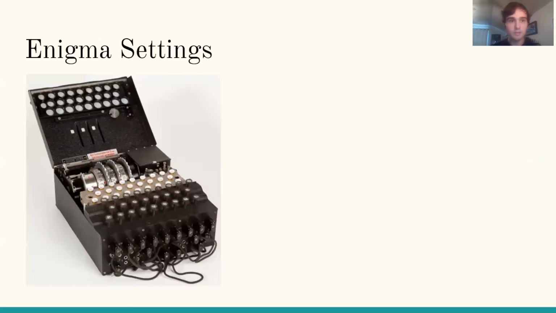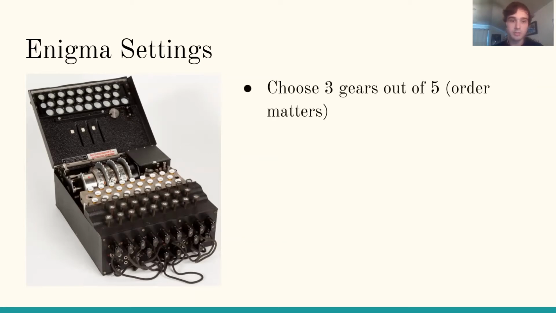On the inside of the Enigma machine, you had 3 rotors that would encrypt, and the Germans had 5 of these rotors in total. So you would pick 3 out of the 5, and order did matter because each rotor would encrypt in a different way. If you swap the rotors around, it would change the encryption.